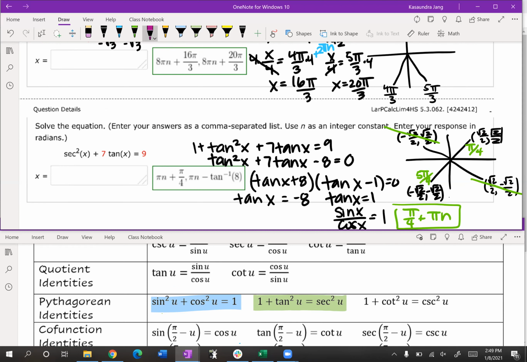The first equation, though, tangent of x equals a negative 8. I actually don't know where that is on my unit circle, so I can't use one of the radians that I memorized. I'm going to have to do an inverse tangent of negative 8. That solves for my x there.